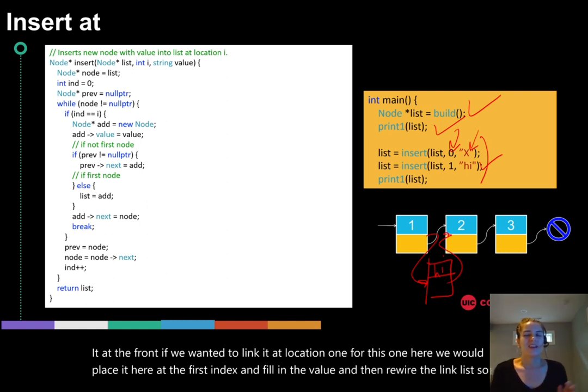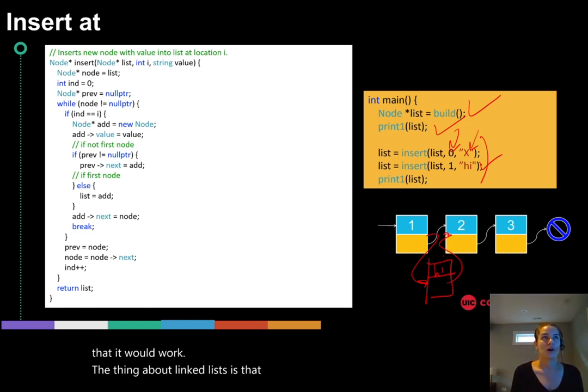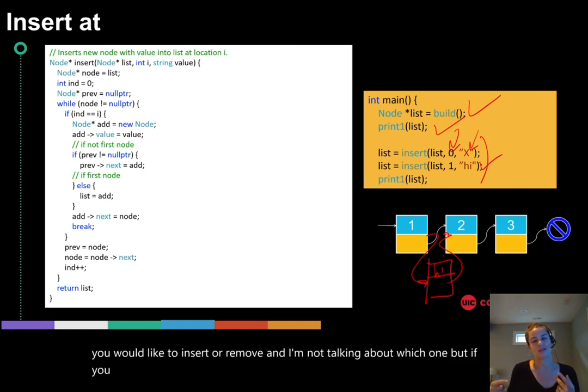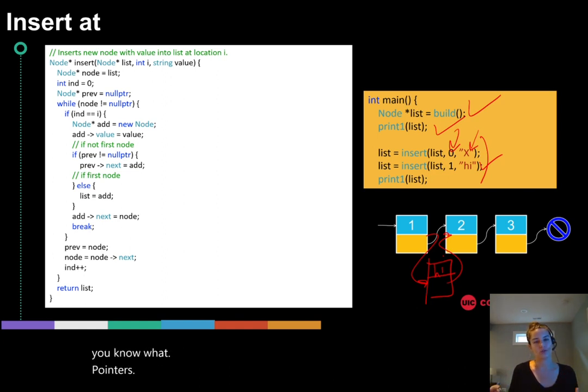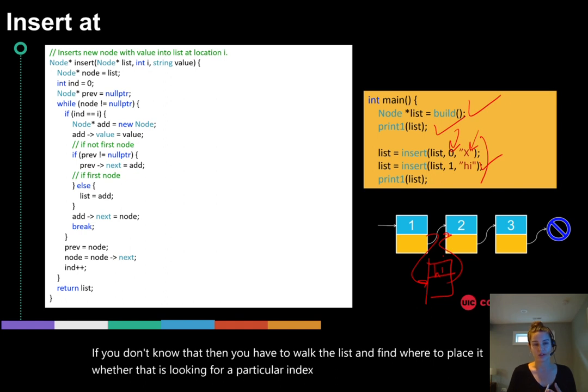The thing about linked lists is that insert and remove are more efficient if you know where you would like to insert or remove. And I'm not talking about which one, but if you know what pointers you would like to insert at. If you don't know that, then you have to walk the list and find where to place it, whether that is looking for a particular index or looking for a particular value.